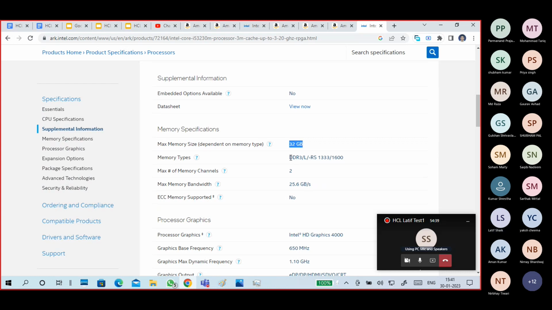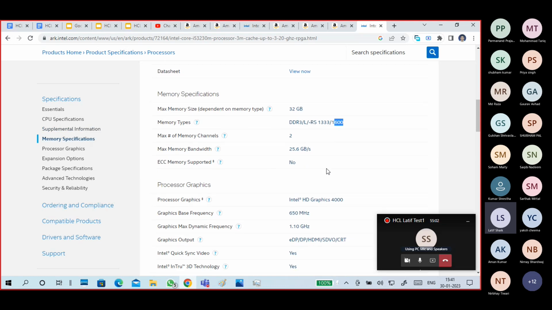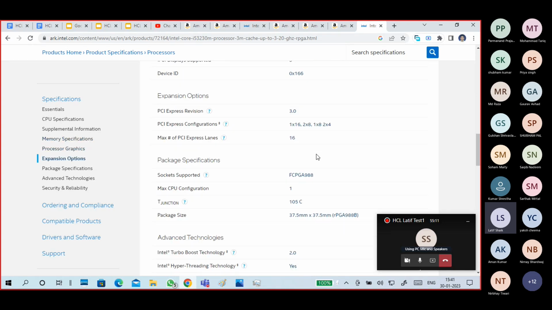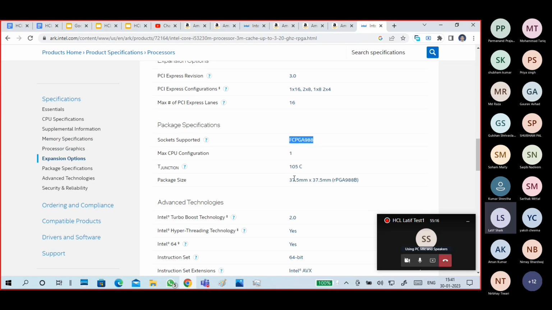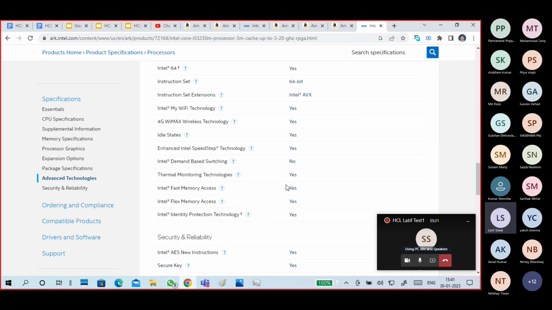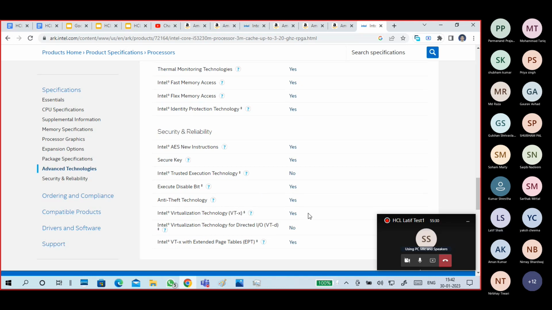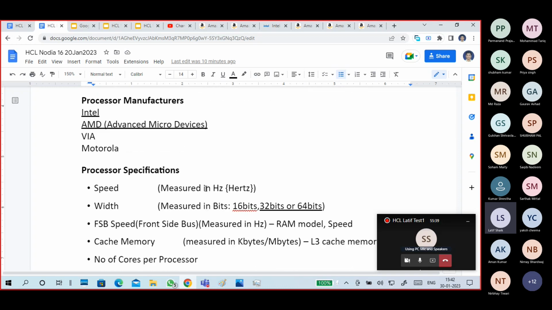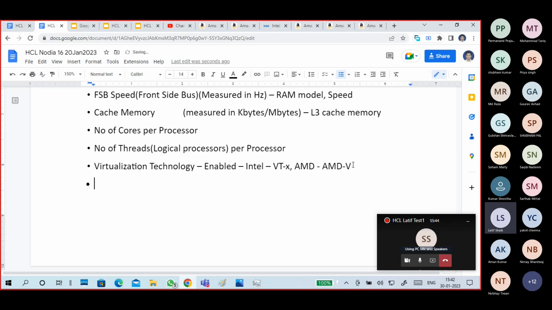It supports up to 32 GB. The RAM model is DDR3, and you should take either 1333 or 1600 megahertz RAM. Intel HD Graphics 4000 is the graphical memory type inside. This is a type of socket because it's a laptop, right? So M indicates either medium or mobile model. For mobile models, meaning laptops, you will get M models. Intel virtualization is available. Guys, you must know your CPU specifications. This is some more details.